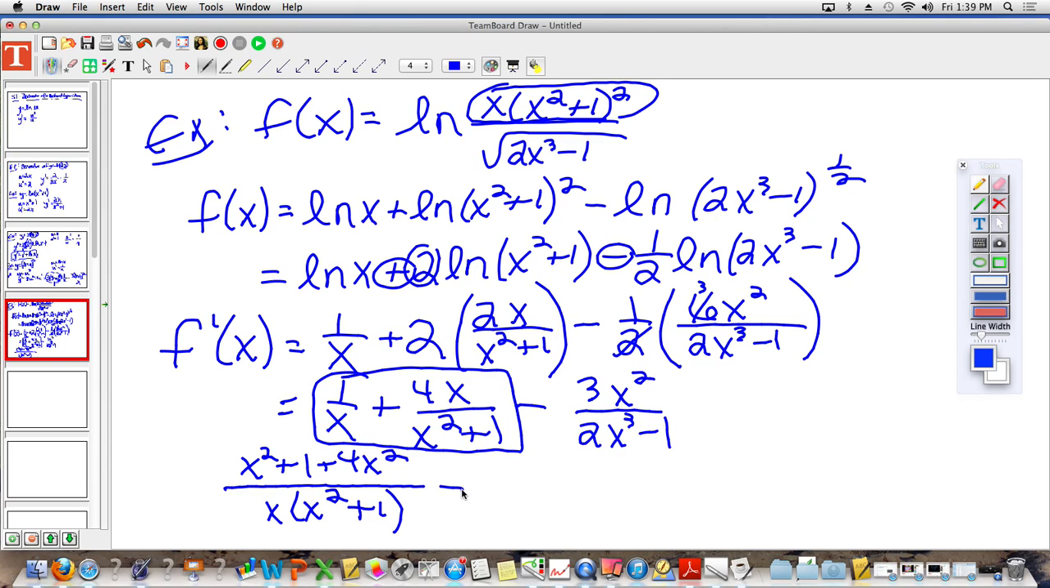Minus 3x squared over 2x cubed minus 1. And I don't want to start getting too messy here, so could I have someone read to me what I have right now so I can transfer it up to the top of the next page? First of all, can I flip pages? Is everyone caught up right now? No. Okay.